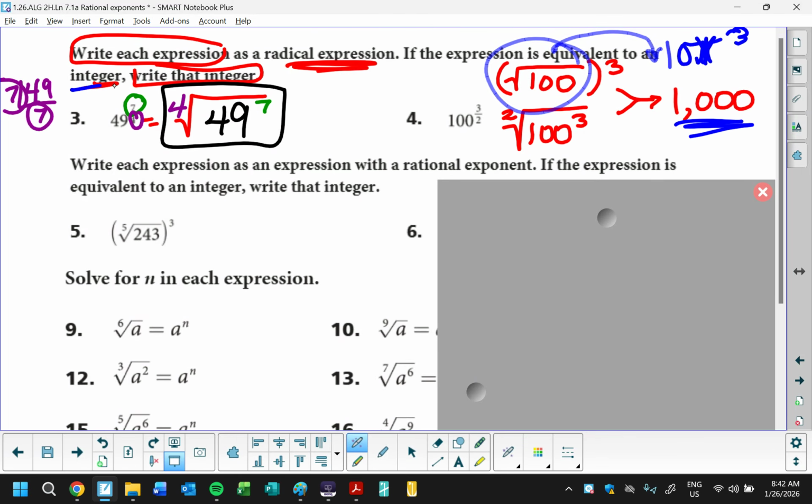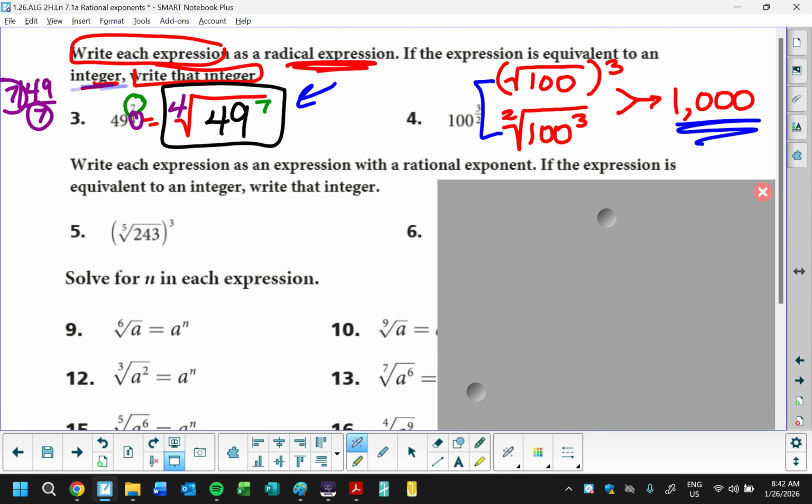So it says if it's equivalent to an integer, we should be able to say either one of those and then the fact that this is going to be 1,000 easily. Whereas we can't quite do that with the 4th root of 49 to the 7th power.